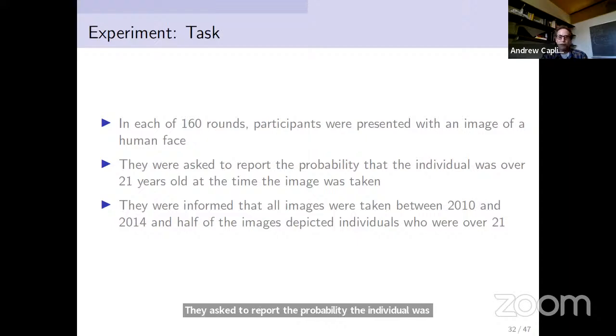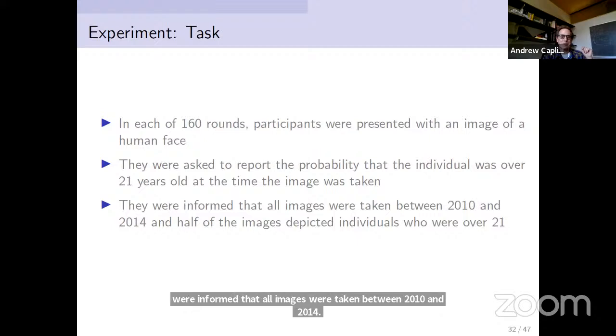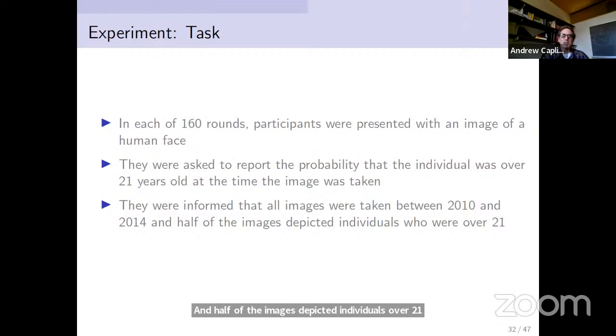They were informed that all images were taken between 2010 and 2014, and half of the images depicted individuals over 21. We use this task because everybody thinks they have roughly the same clue. All of us judge ages all the time, and we can do it very fast. We don't think that much more concentration is going to help you really parse it out.